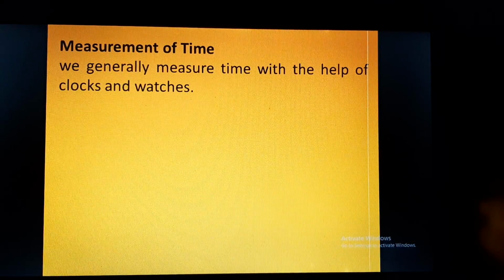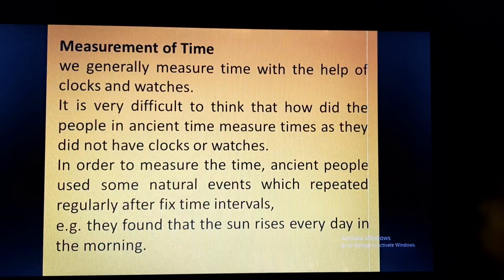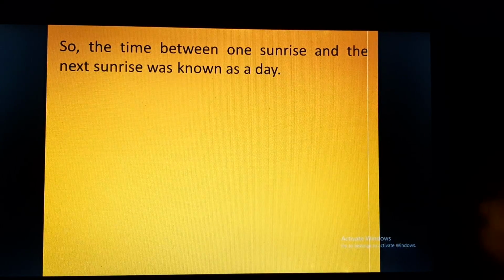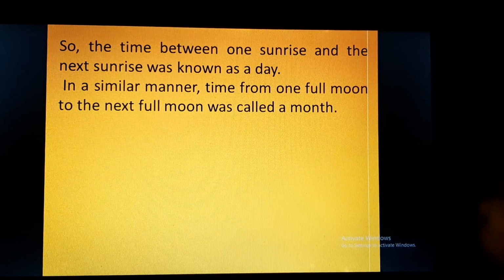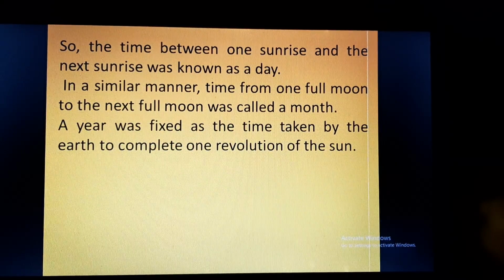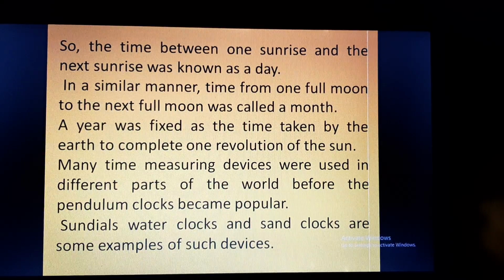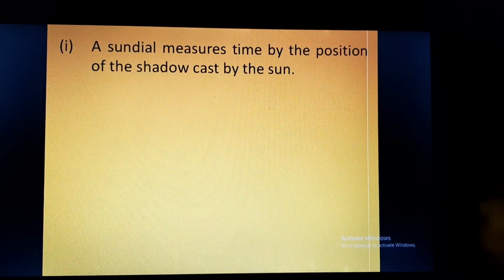Measurement of time is done through clocks and watches. Can you imagine how people used to measure time when there were no clocks or watches? At that time, they used certain periods, like the time between one sunrise to another sunrise, which is known as a day. Similarly, one full moon to the next full moon was a month, and one revolution around the sun was a year. A few measuring devices were sundials, water clocks, sand clocks, etc.